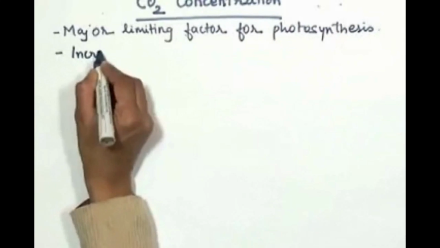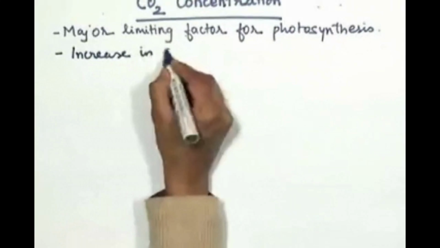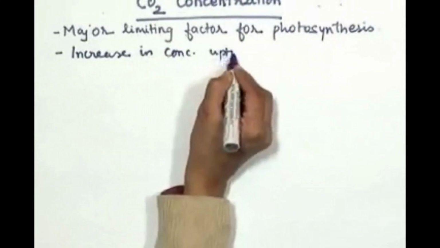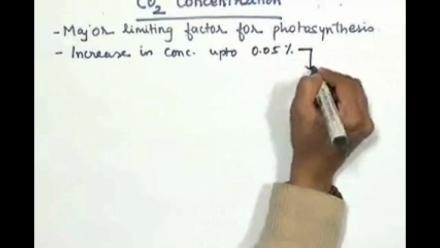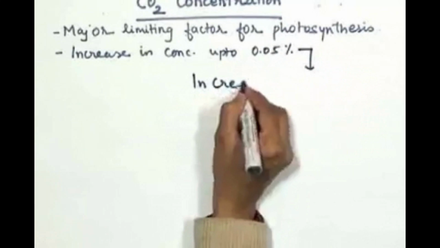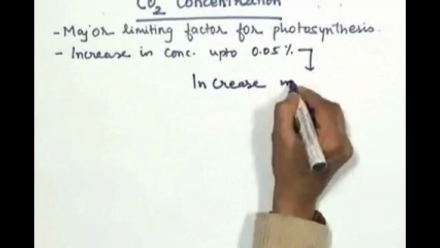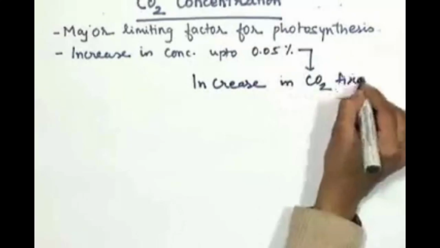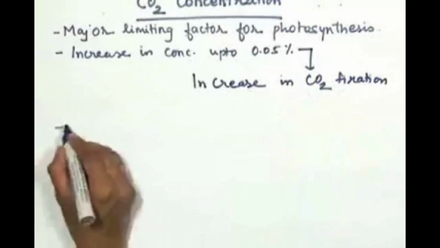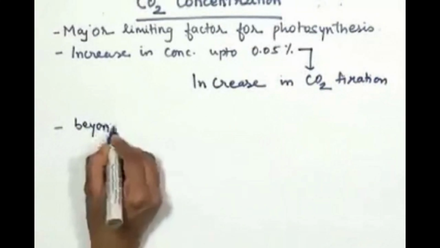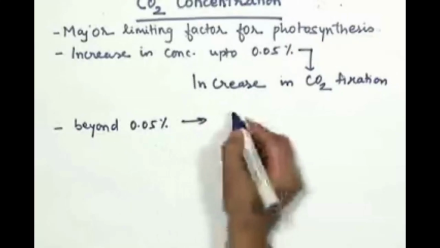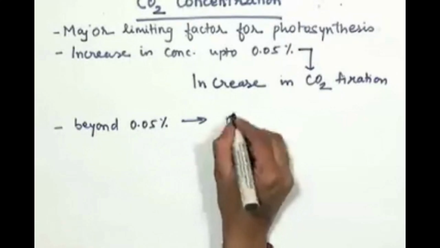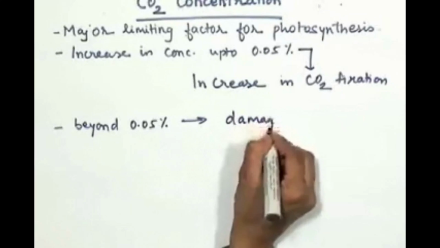Increase in concentration up to 0.05% causes increase in carbon dioxide fixation, while beyond 0.05%, the carbon dioxide causes damage to the chlorophyll.